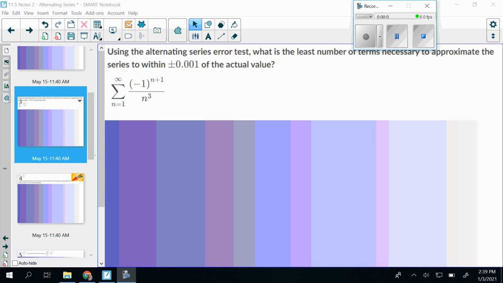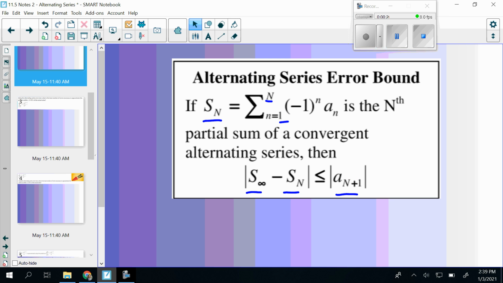All right, this problem's asking us to use the alternating series error test. What's the least number of terms necessary to approximate this series within plus or minus 0.001 of the actual value? All right, so if we want to be within that value, we want to test the next term, the n plus 1 term here in order to do that.